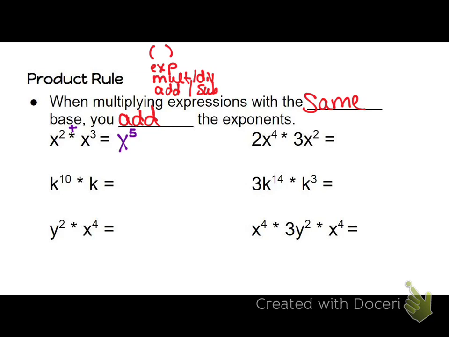Okay? I'm going to work my way across. So here, I have 2x to the 4th times 3x to the 2nd. What am I going to do with my coefficients here? My big numbers, what's it asking me to do? Multiply. So I'm going to multiply those together. So what's 2 times 3? 6. Now I look at my exponents. I'm multiplying, so I work my way down. What am I going to do with the exponents? When it says to multiply, I'm going to add them. So x to the what? 6.